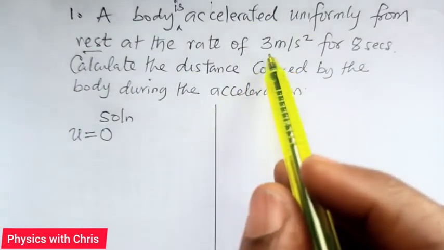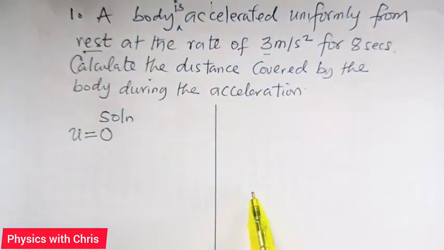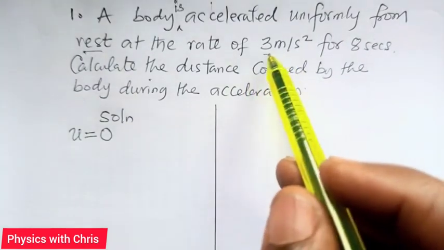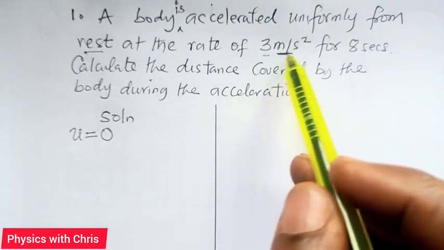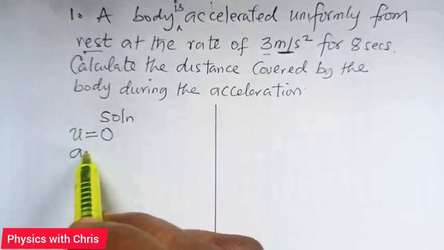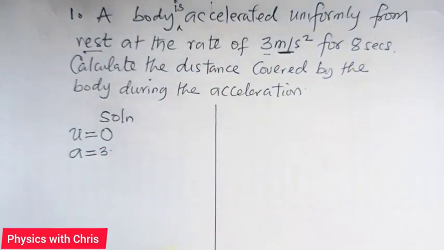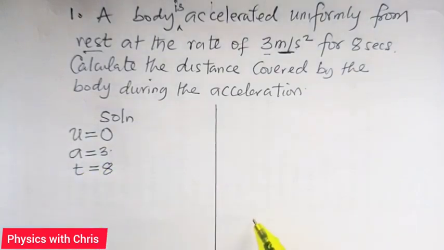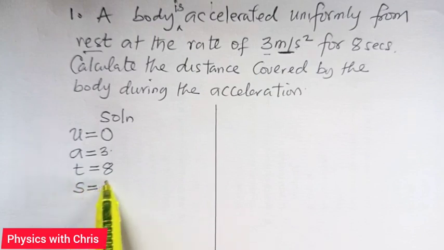Now, at the rate of 3, they didn't mention acceleration in this question. That is, they didn't say with an acceleration of 3. At the rate of 3, that means since I already know the unit of acceleration as meter per second squared, this 3 is my acceleration. So write it as 3 meter per second squared. Then time is 8 seconds. And then I'm to find the distance covered by the body during the acceleration.